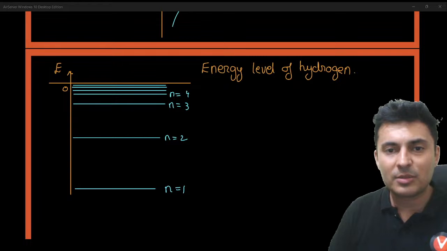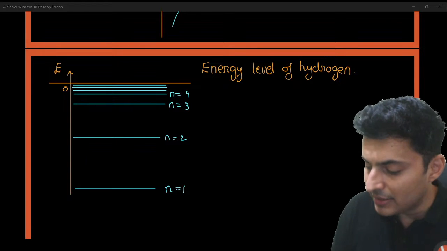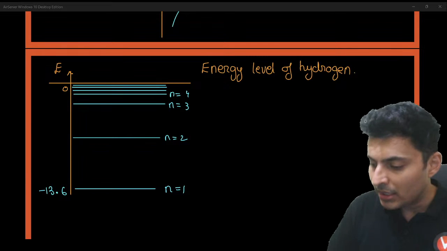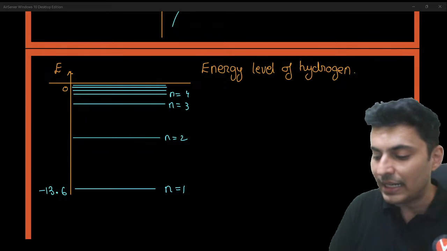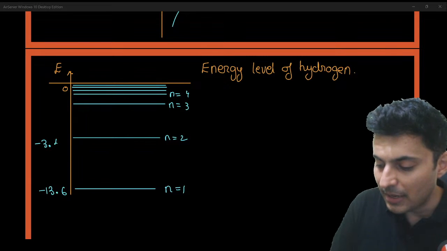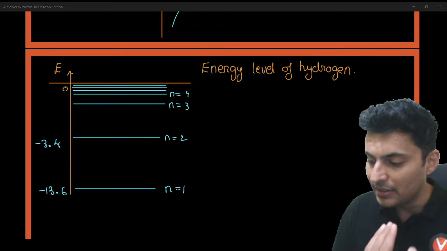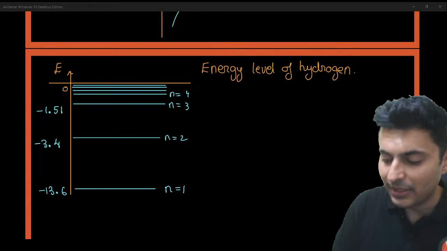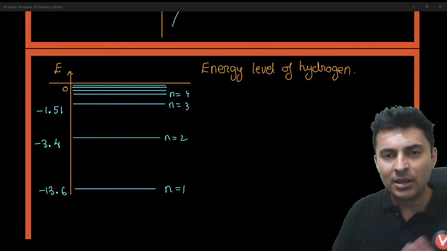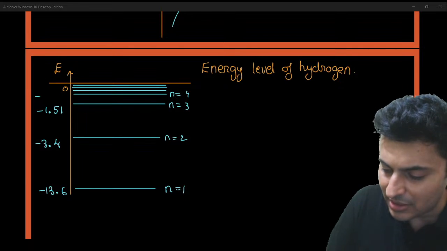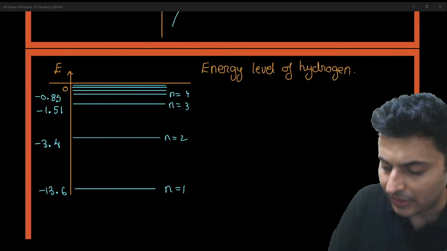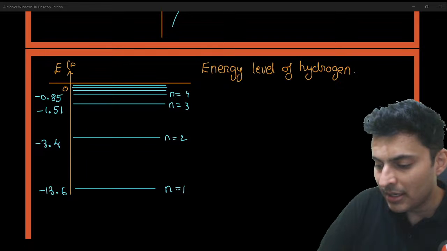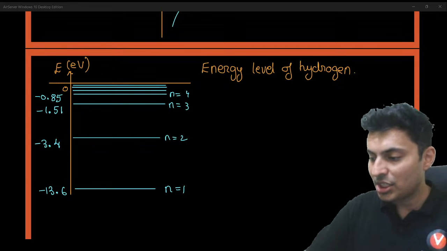And you should also remember the values. n is equal to 1, the ground state, is minus 13.6. Then n is equal to 2, which is the first excited state, is minus 3.4. Then n is equal to 3, which is the second excited state, is minus 1.51. At least remember these 3 values. If you want, you can remember the fourth value also, which is minus 0.85. All these are in electron volt. Please remember, these are all in electron volt.